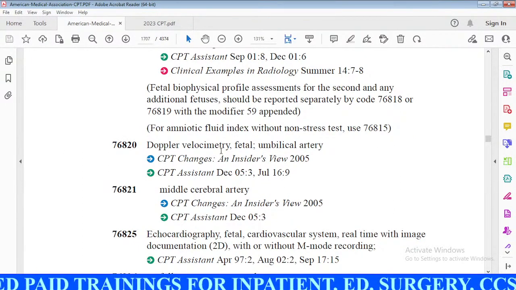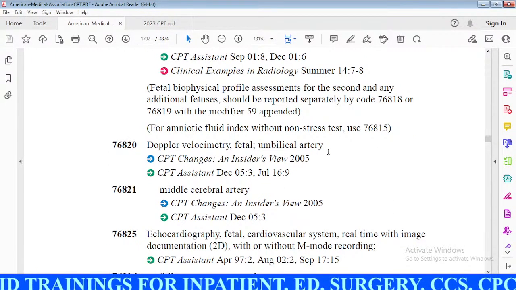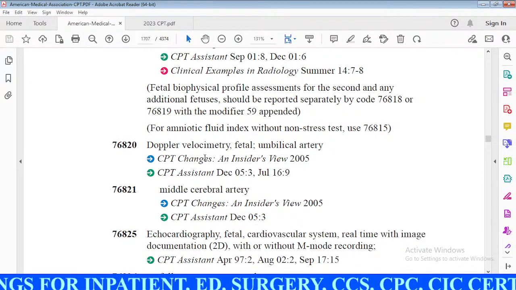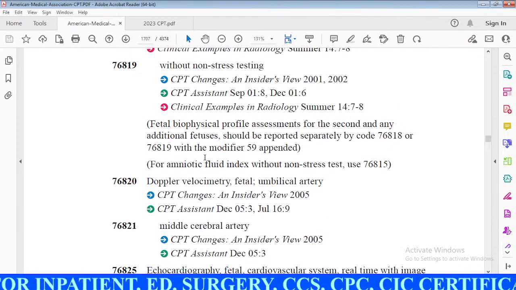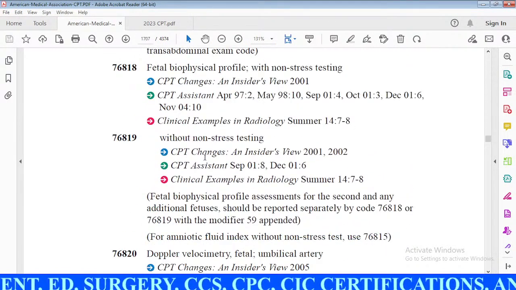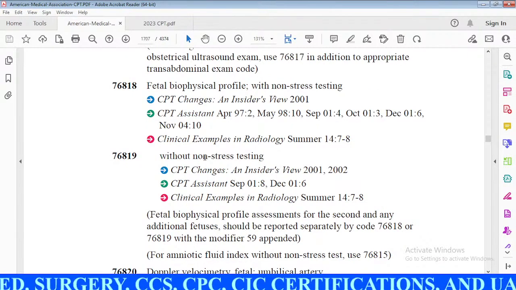Doppler velocimetry fetal umbilical artery. This 768-20 is completely different. So D is also wrong. We are left with only 768-19. So we need to understand indenting here.